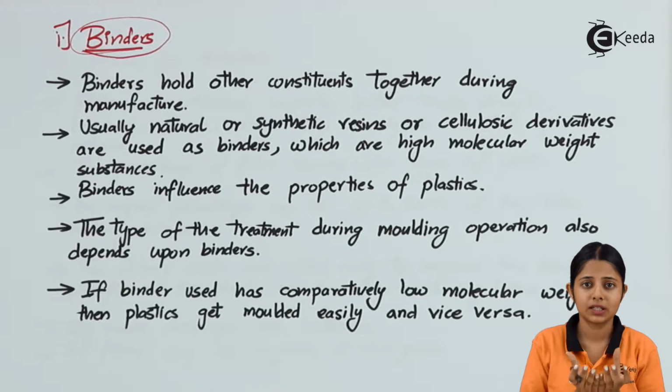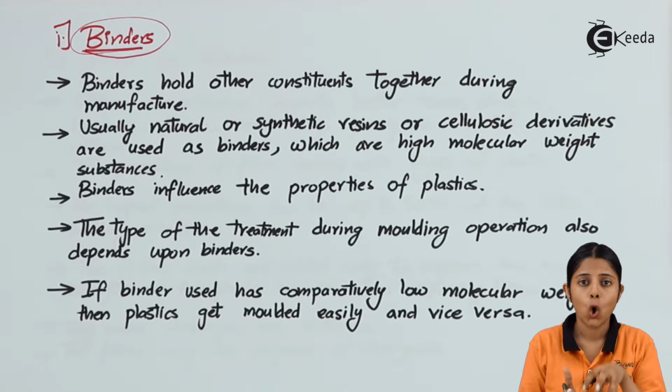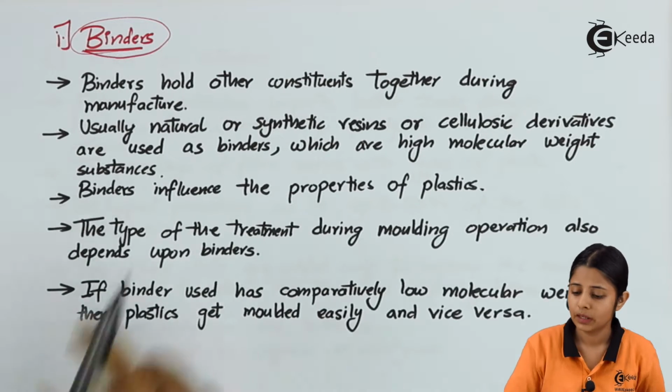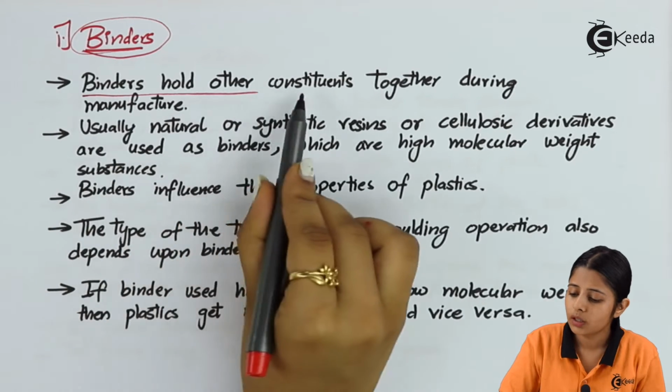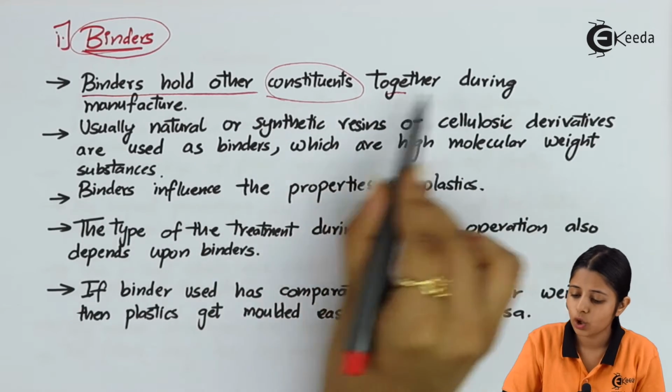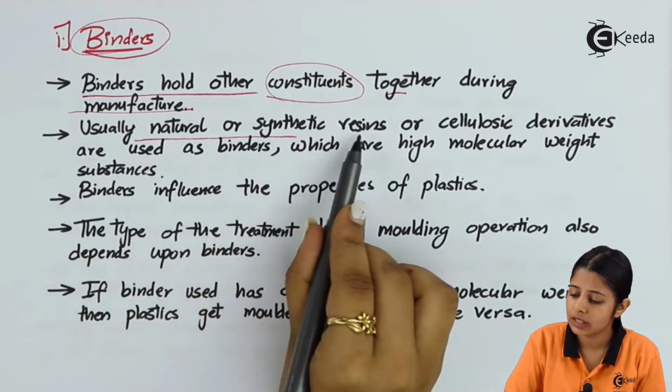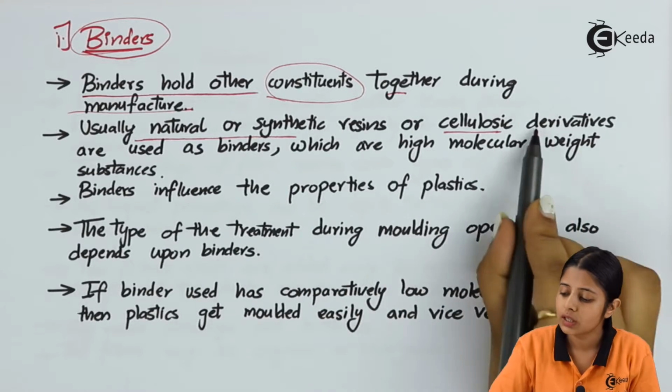If I have a plastic container and I'm adding hot food inside it, that plastic will not immediately melt into the food. Why? Because the binders are present in the plastic, and those binders make sure that these plastic molecules or atoms, those macromolecules, are bound together strongly. Binders hold other constituents together during the manufacture. Usually natural or synthetic resins or cellulose derivatives.